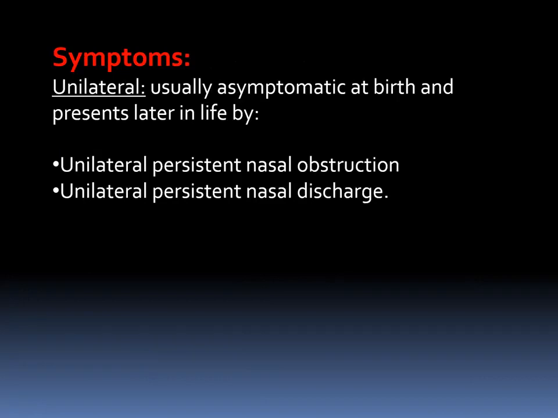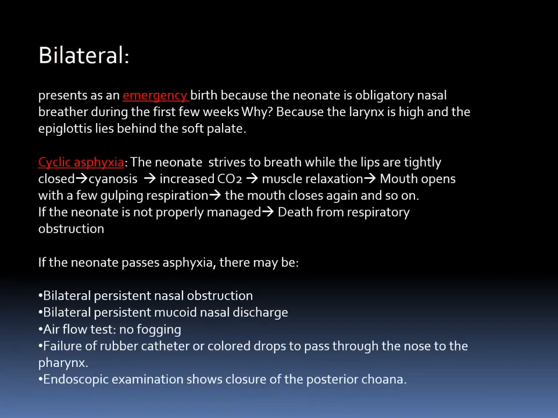What are the symptoms of a baby born with a choanal atresia? If it's unilateral, it's usually asymptomatic. Mostly the mother does not detect it, but it can be detected by unilateral nasal obstruction and unilateral nasal discharge further in life. But what about bilateral?